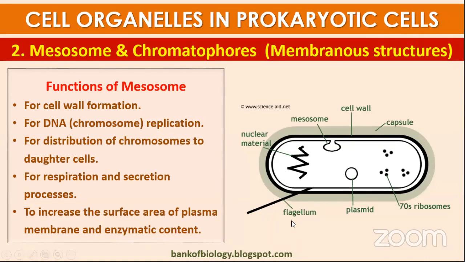So usually what happens? The mesosome will perform many functions which have to be performed by other organelles. So remember that they help in cell wall formation, DNA replication, distribution of chromosomes to daughter cells, respiration and secretion processes, and increase the surface area of plasma membrane and enzymatic content.